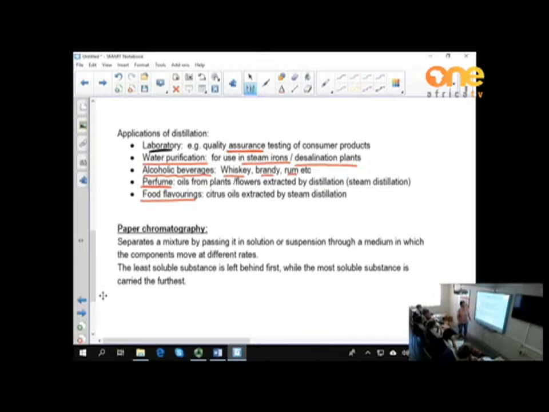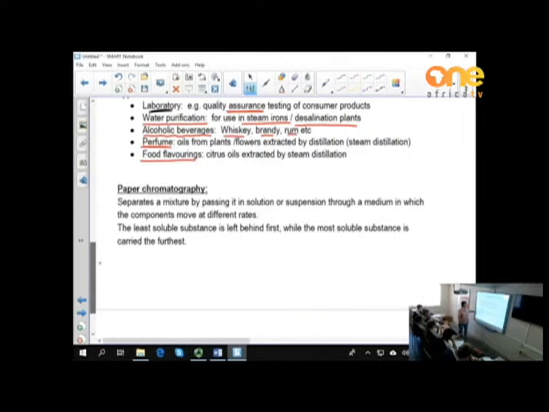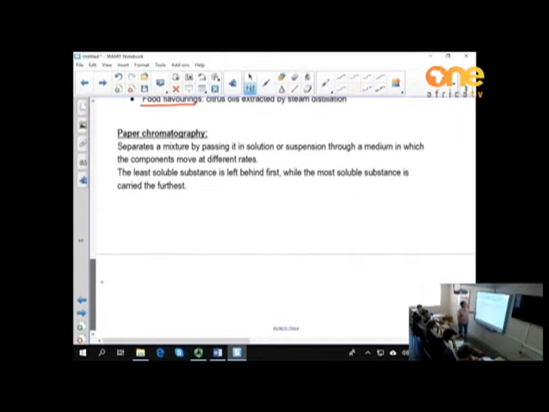You don't need to worry too much about that. All right, now, we have now had a look at filtration. We have had a look at distillation. Oh, and crystallization. So, filtration, crystallization, distillation.